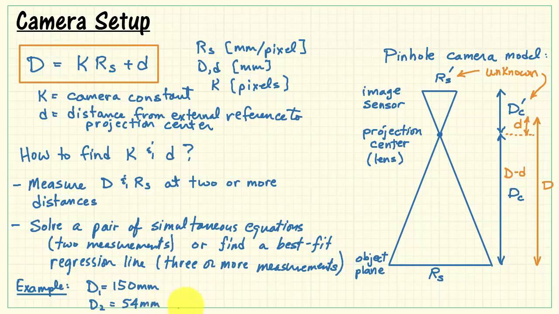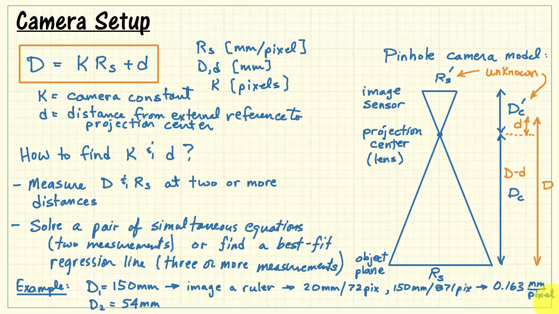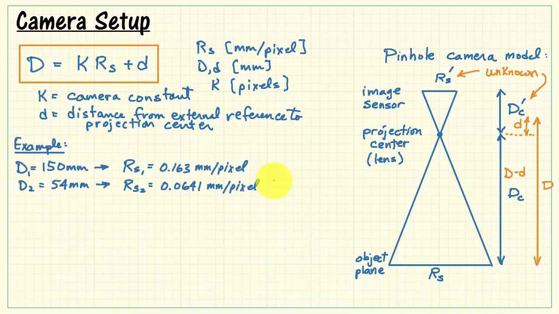Here's an example. I took some measurements at 2 different camera distances, D1 and D2. I took an image of a ruler. I found the millimeter marks in 2 different places on the ruler and the associated pixel values at these 2 locations, and came up with 0.163 millimeters per pixel for the first measurement. Second measurement, where the camera is closer, came up with a different value, 0.0641 millimeters per pixel.